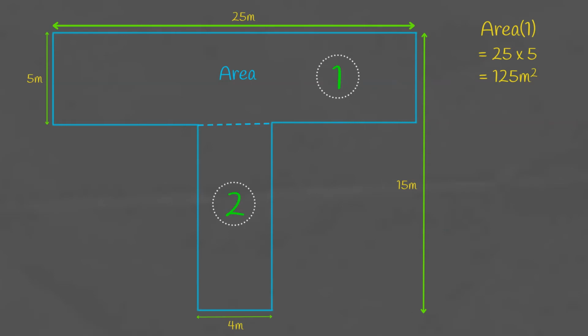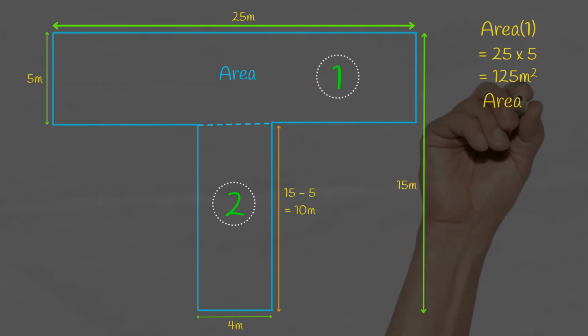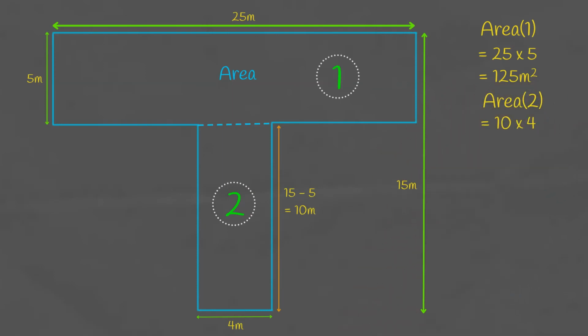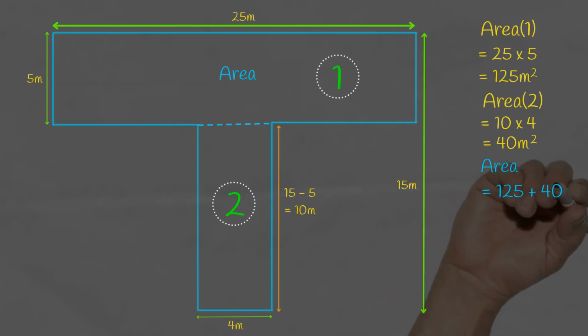Now for the second rectangle, we have the width, but we don't have the length, so we have to work the length out. Well, we know the total height of the T-shape is 15 metres, and we know that the width of the first rectangle is 5 metres. Therefore, the length of rectangle 2 is going to be 15 minus 5, which is 10 metres. So the area of rectangle 2 is 10 times 4, which is 40 metres squared. So the total area of this shape is 125 plus 40, which is 165 metres squared.